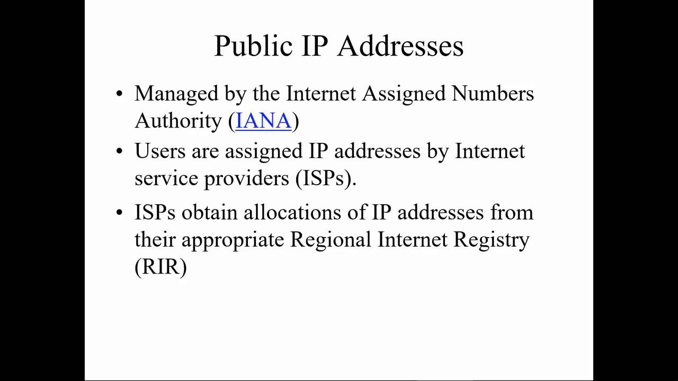So, first of all, public IP addresses, how are they managed? In the US, they're managed by the group named the Internet Assigned Numbers Authority, IANA. Users are assigned an IP address, normally by the IP provider. Unless you're paying for a static address, home users normally only receive a dynamic address. That means it's an address that may change. Not that it does change, but it may change. The ISPs get their allocation of addresses from their appropriate regional internet registrar.